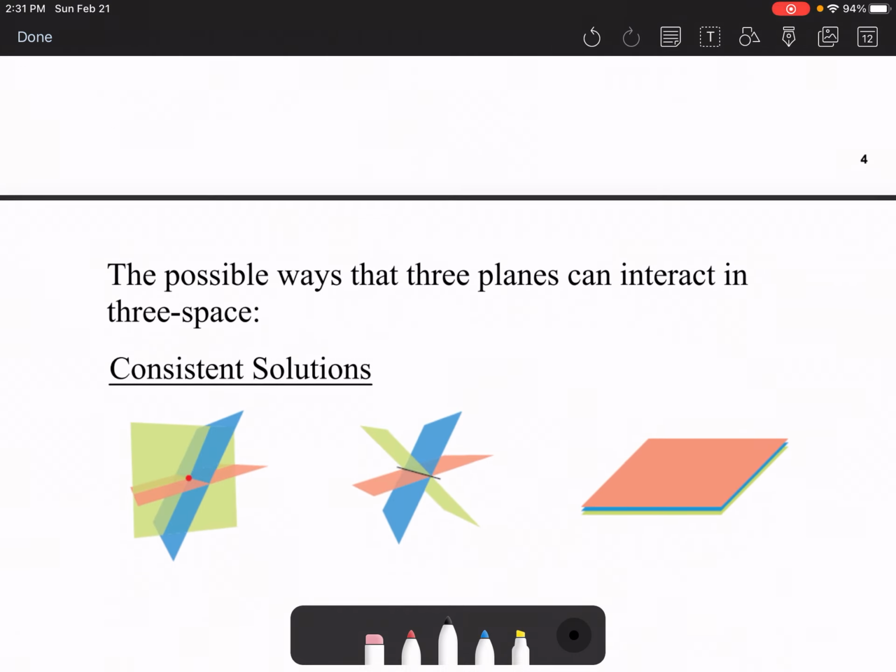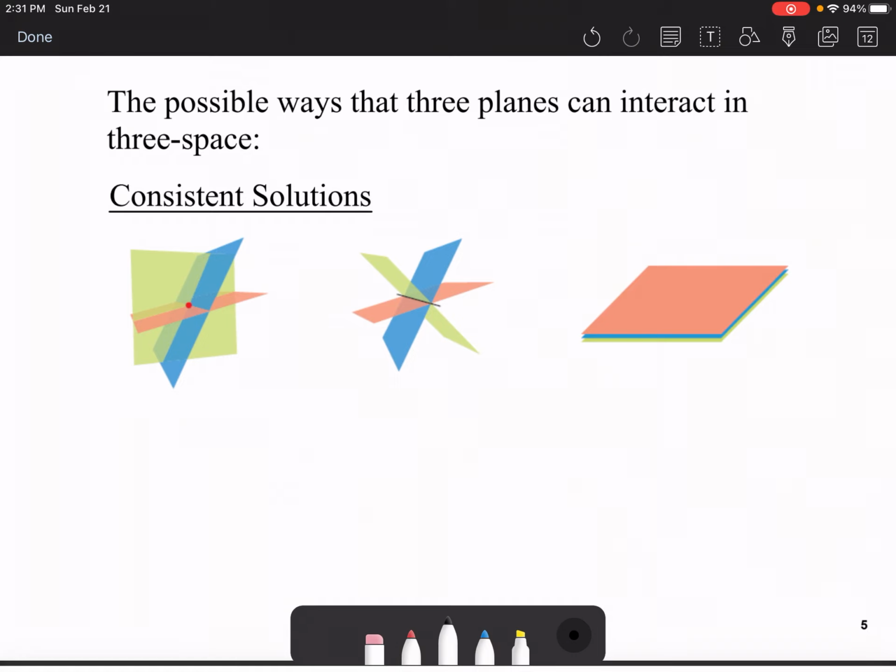So let's investigate some possibilities of ways three planes can interact in three space. So these are three instances of what are called consistent solutions. The first one has one solution, or one point of intersection. The next two have infinite solutions. The second instance has infinite solutions in the form of a line, and the third one has infinite solutions in the form of a plane.